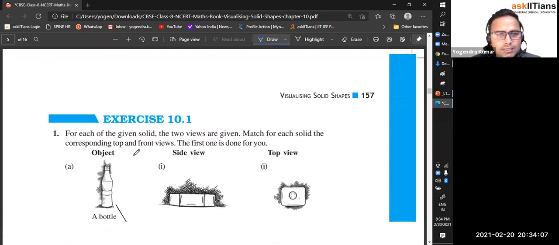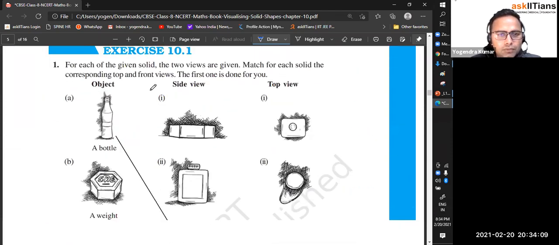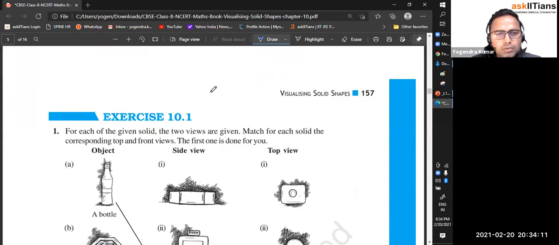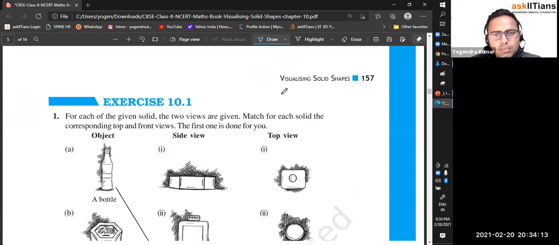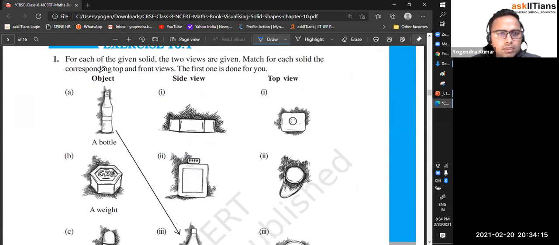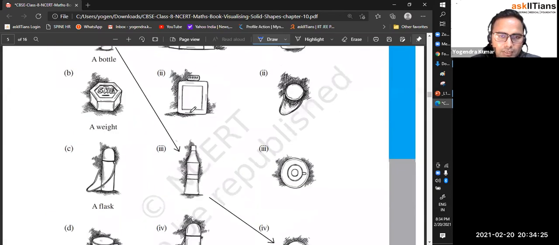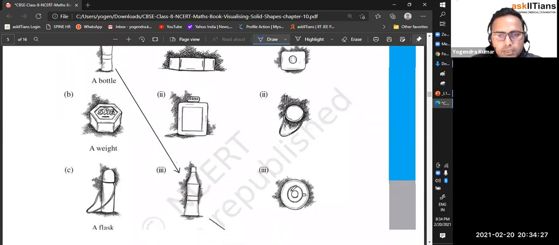These are the exercises we have right here. For each of the given solids, the top view are given. Match each of the solids corresponding to top and front views. The first one is done for you, right? Okay, first one is done. There is a bottle. So side view is like this. Obviously from the side, if you look at it, it is like this.